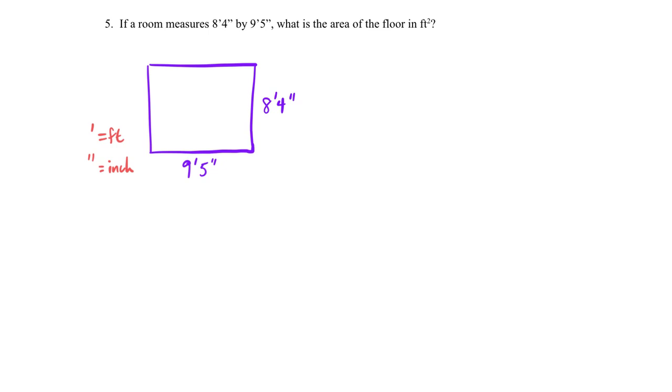So let's take a look at the room. Now, when we see that we've got 9 feet 5 inches and 8 feet 4 inches, those are two different units. Sometimes what can help is for us to break it apart into feet. So let's take a look at the bottom dimension, the 9 feet 5 inches. We can think about that as 9 feet and then 5/12 of another foot, 5 inches out of my 12 inches.